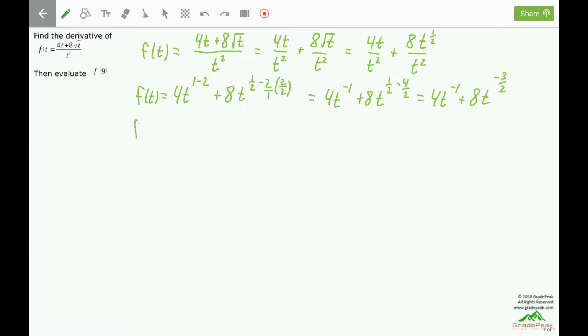Now let's take the derivative. f prime of t is going to equal 4 times bring the negative 1 down and subtract 1 from the negative 1, which will be t to the negative 2, plus 8 times bring the negative 3/2 down, and then t raised to the subtract 1 from the exponent, which will be a minus 2/2.